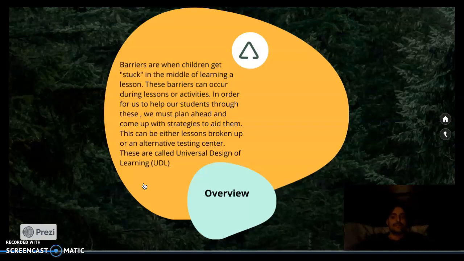Barriers are when children get stuck in the middle of learning a lesson. These barriers can occur during lessons or activities. In order for us to help our students through these, we must plan ahead and come up with strategies to aid them. This can either be lessons broken up or an alternative testing center. It just depends on the student, and these are called universal design for learning.